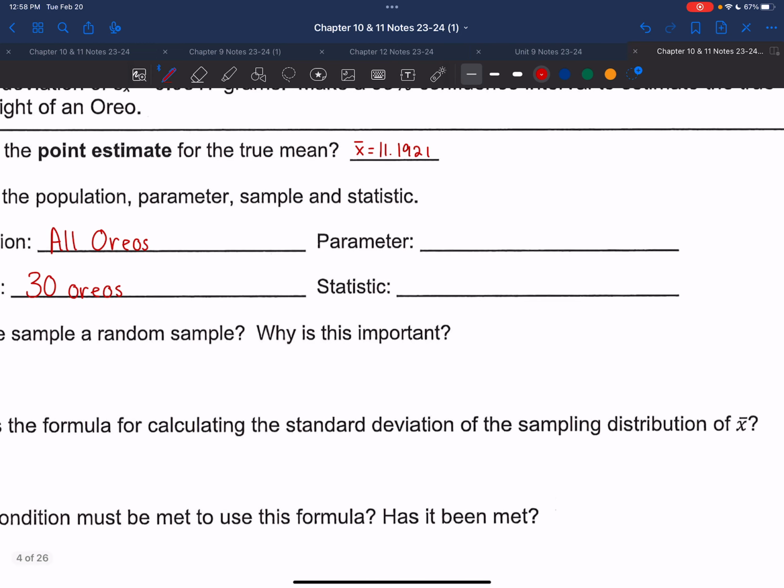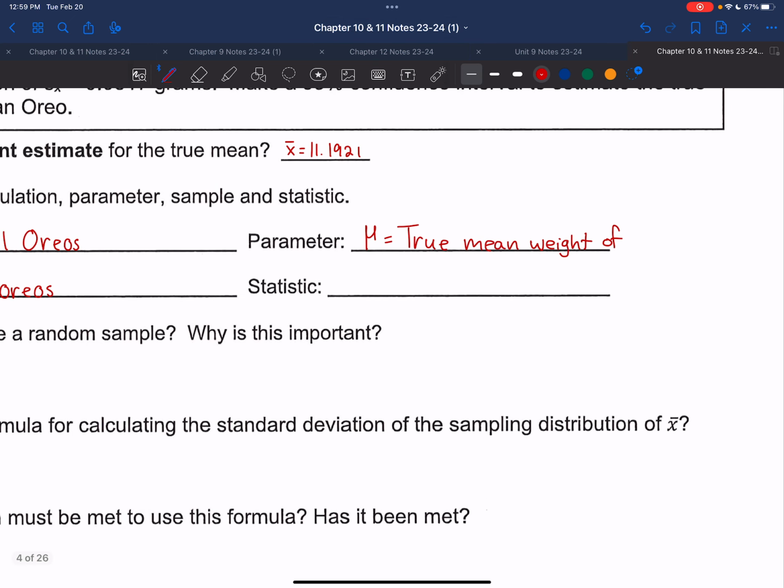Our parameter, all right, what are we trying to measure here? Well, we're trying to measure mu, which represents the true mean weight of all Oreos. And then our statistic is just the value that we use to represent that true mean mu, which again is just 11.1921.